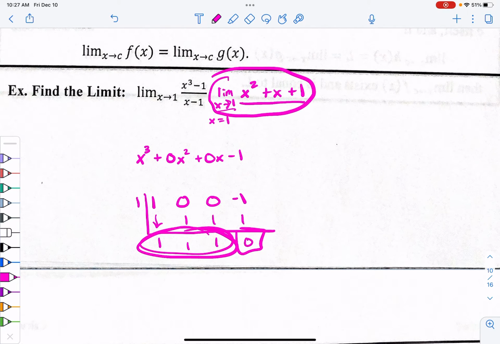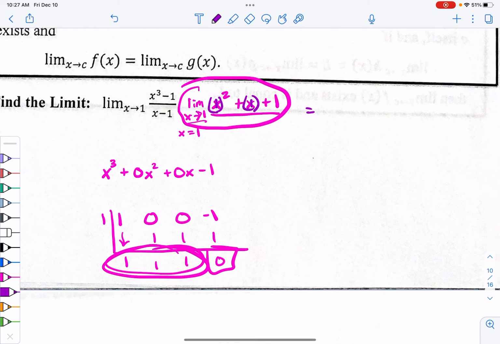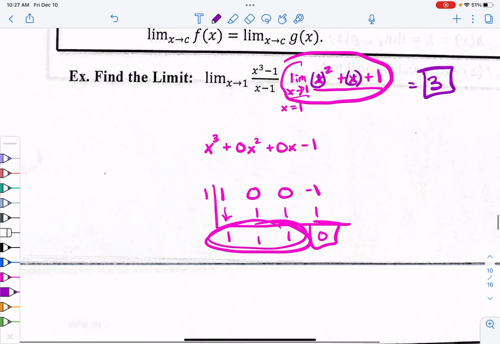And now that I've gotten rid of the hole in there, I can just plug 1 into that function. Okay, so we can use some division to divide it out. You might have to use long division instead of synthetic like we did here, but you should just be able to use division to divide it out in some cases. And if I plug those in, I should get a y coordinate or a limit of 3. Okay, so that's one strategy.